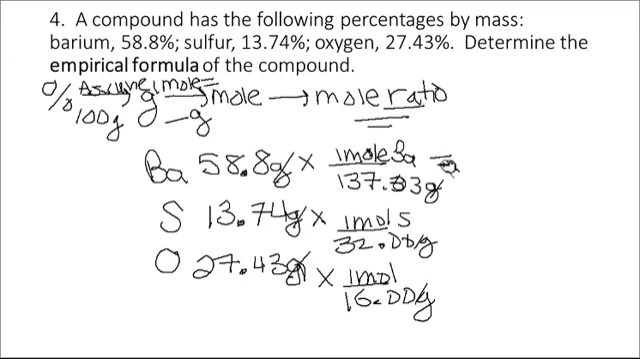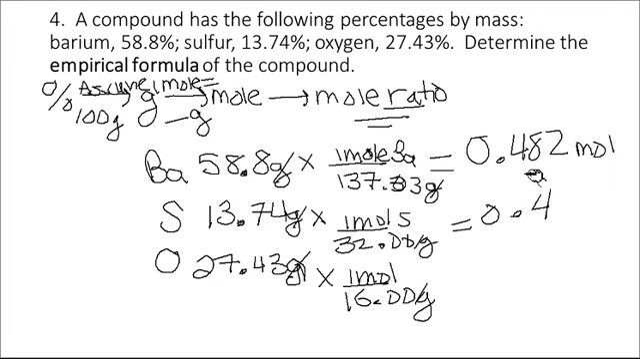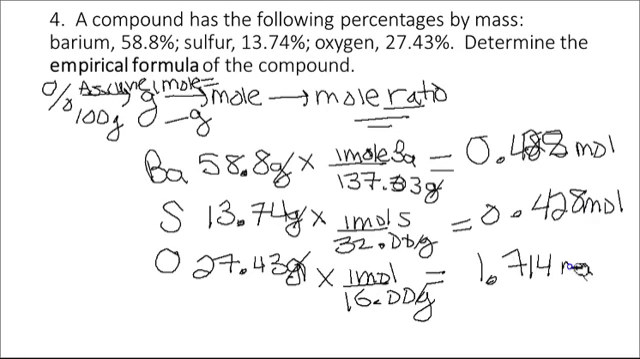And what I get is that I have 0.428 moles of barium. Sorry, I don't see an eraser on here. It's supposed to be 0.428 moles of sulfur and 1.714 moles of oxygen. So now I've converted them all to moles.